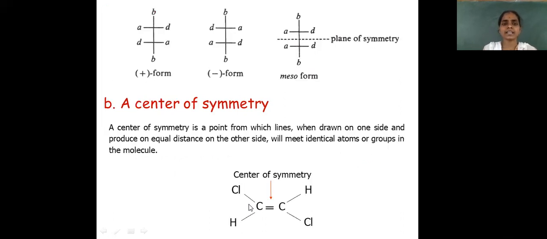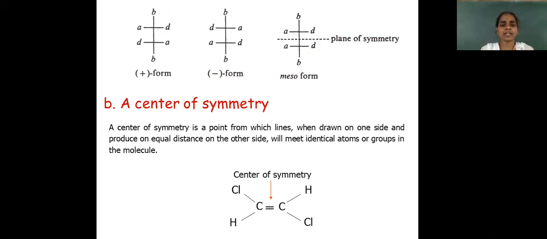And next is the center of symmetry. Some examples I mentioned here, plus and minus, where when we cut the molecule, it is divided into two equal halves. When we pass a plane of symmetry, we get two equal halves; that is a meso form, and that is a plane of symmetry. Next is the center of symmetry.